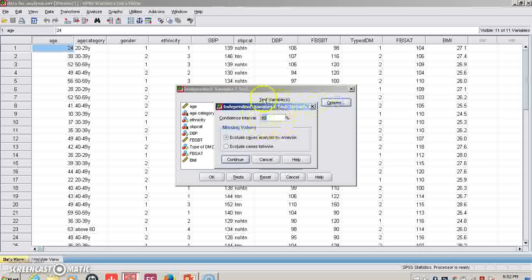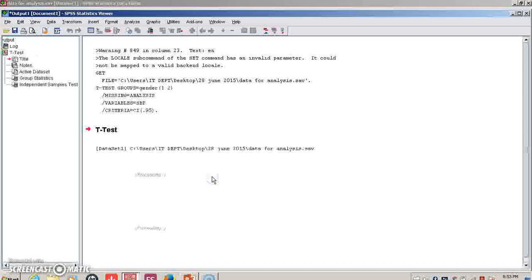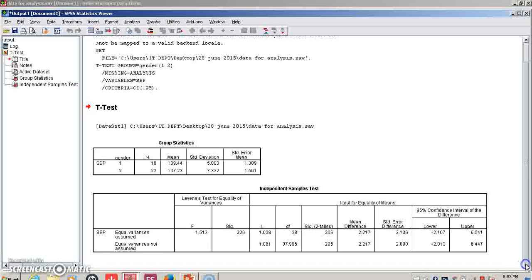By default, 95% confidence interval will be selected. If you want to change to 99% confidence interval or 90% confidence interval, you can do that. Then click Continue. Usually we keep 95% confidence interval for most of the studies. Then click OK. Then the result of independent sample t-test appears in the SPSS output viewer.